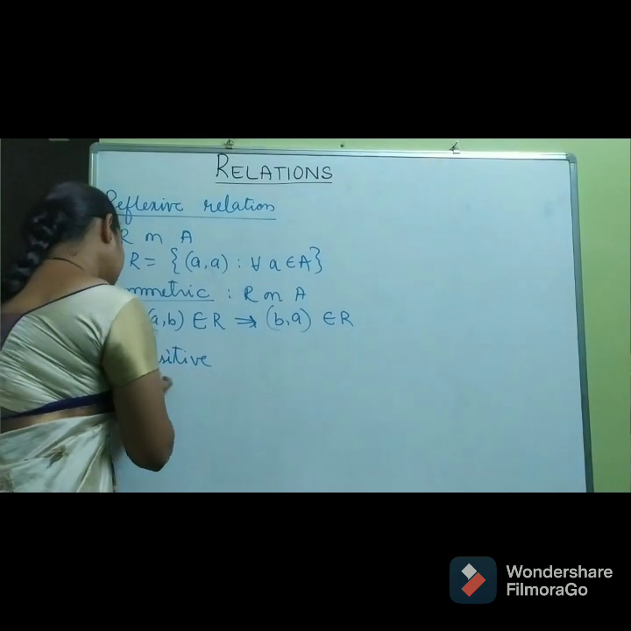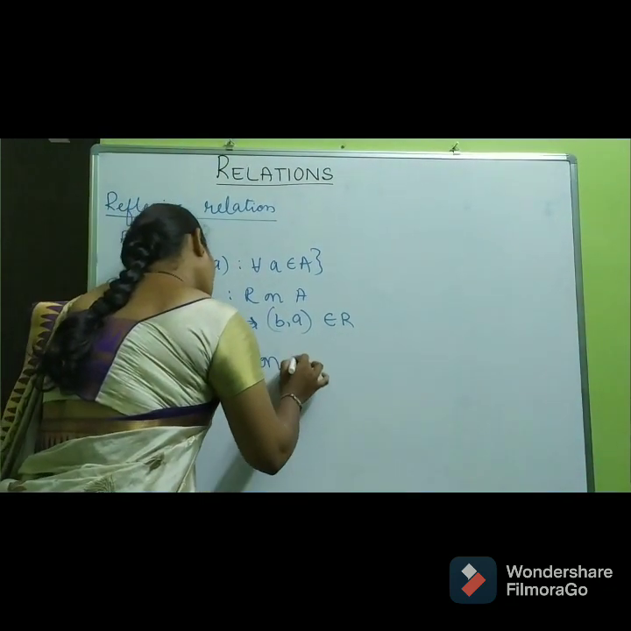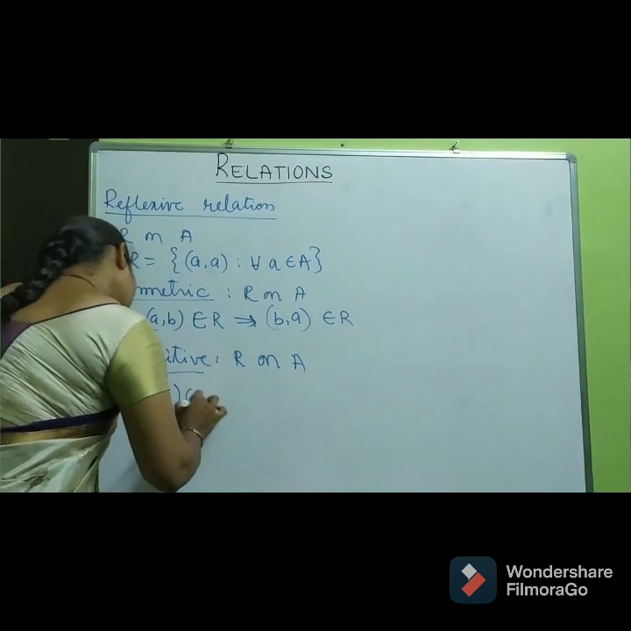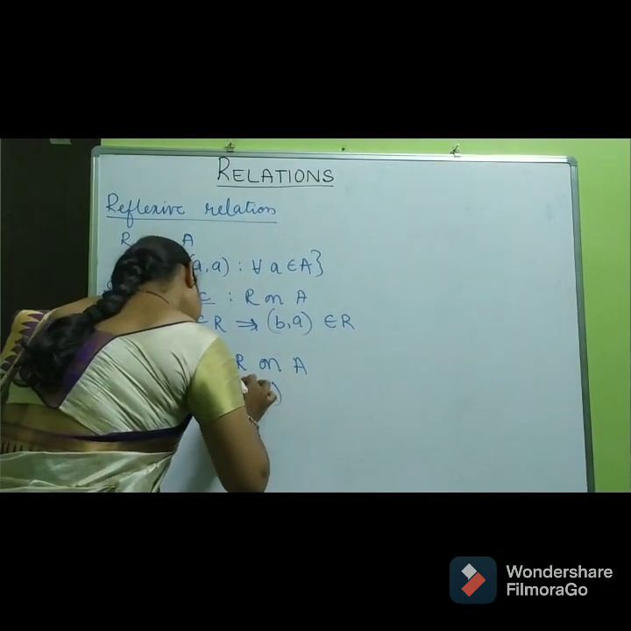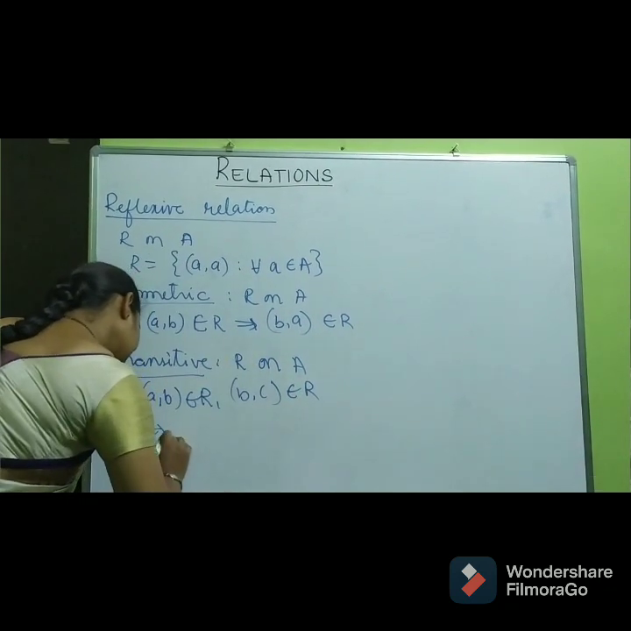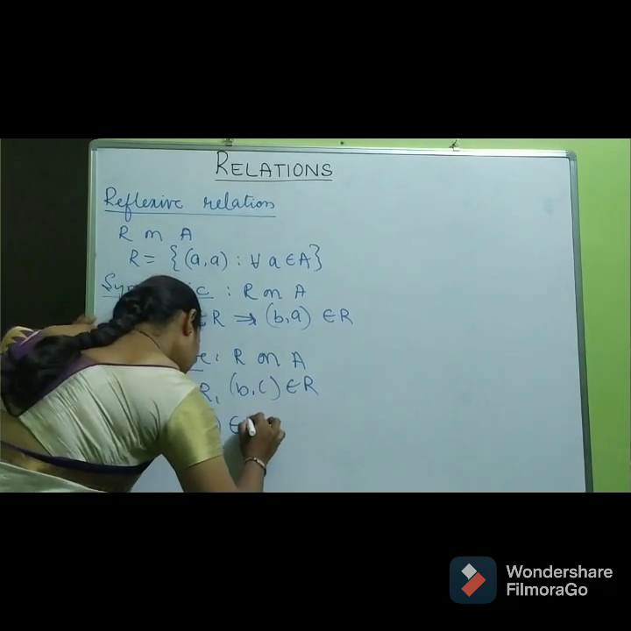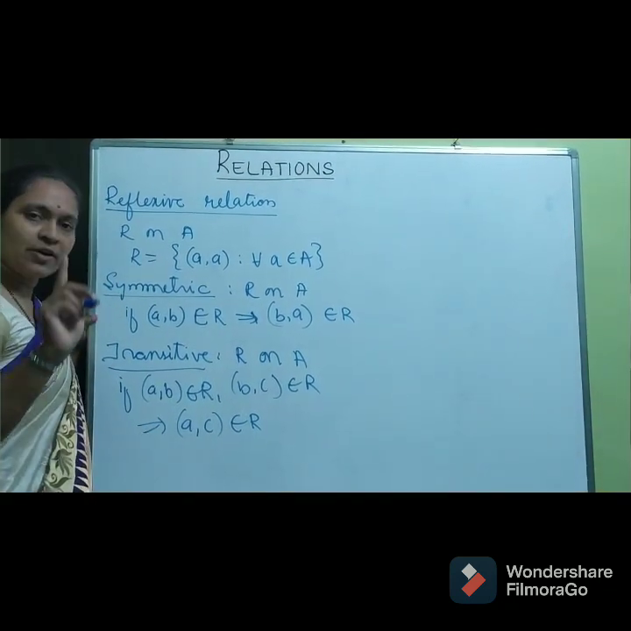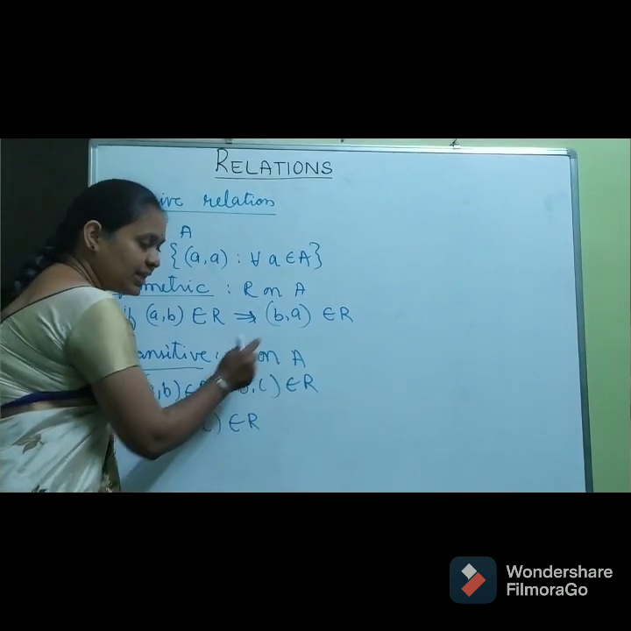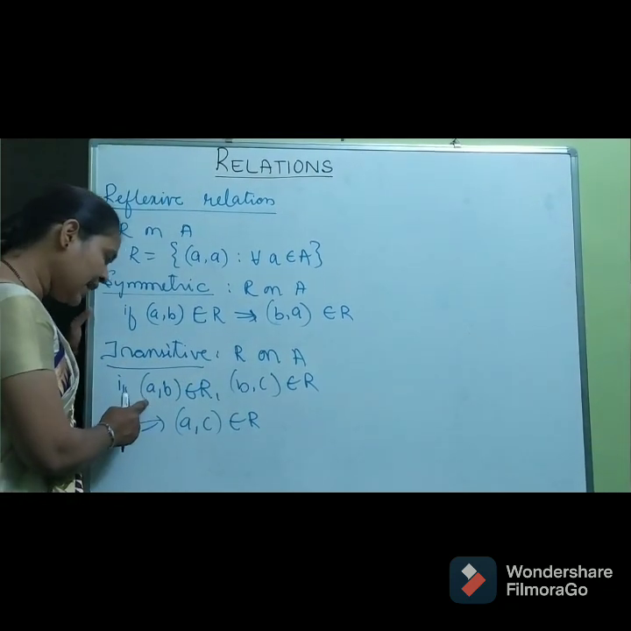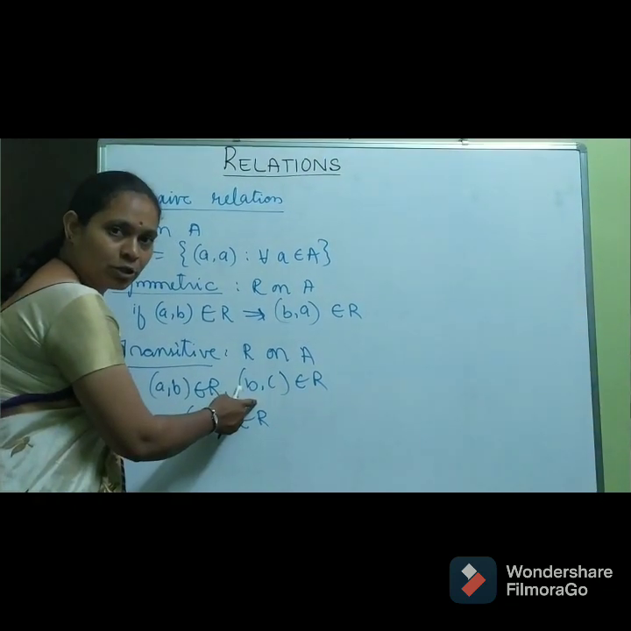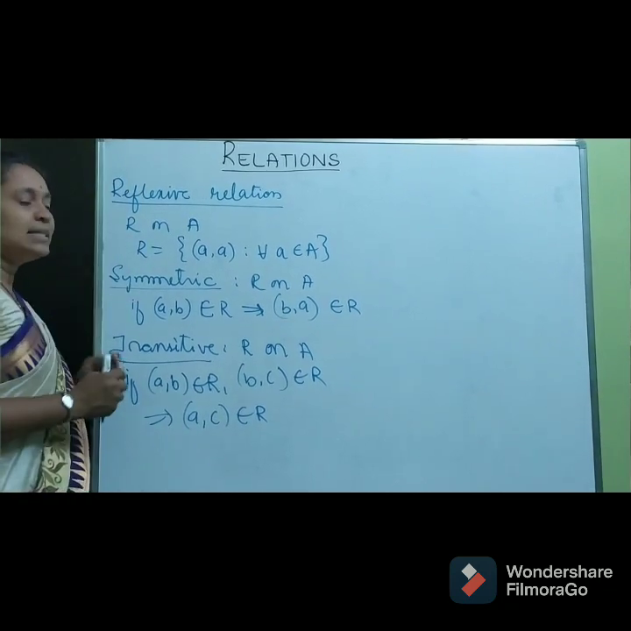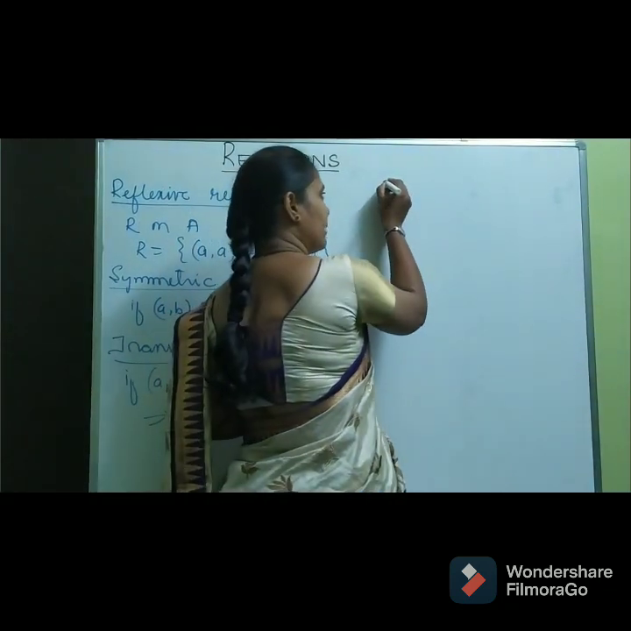Transitive relation: a relation R on A is said to be transitive if (a, b) belongs to R and (b, c) belongs to R implies (a, c) belongs to R. This is the first type. In transitive we have two cases. First, a relation R on A is said to be transitive if (a, b) belongs to R, (b, c) belongs to R implies (a, c) belongs to R. This is the first kind.